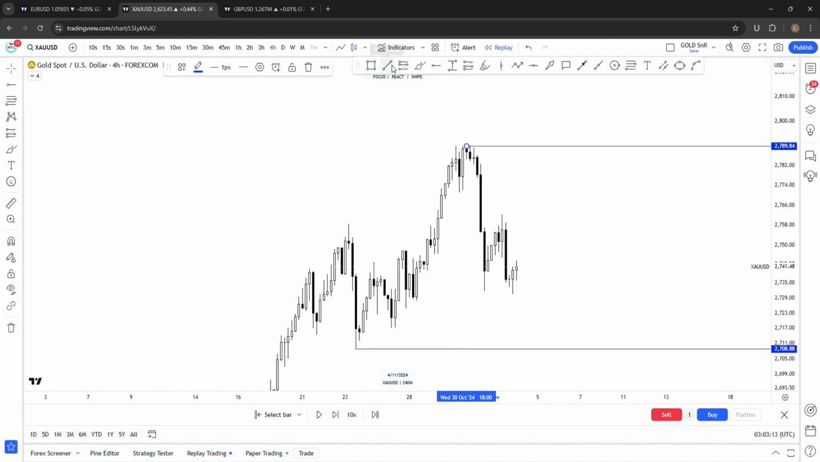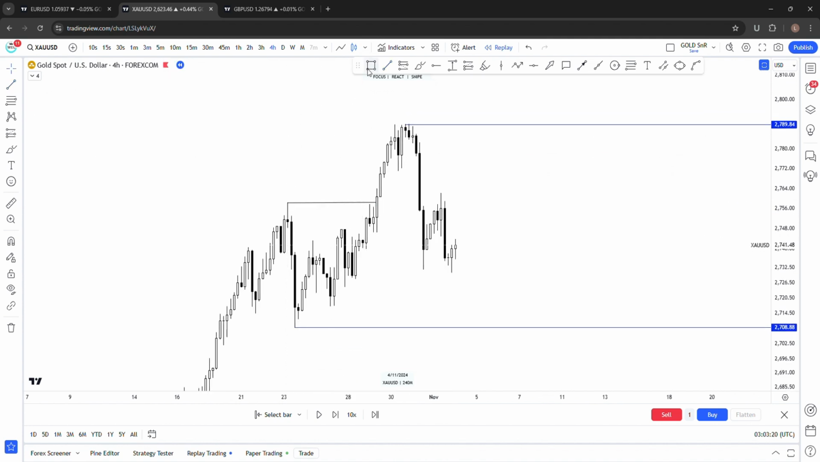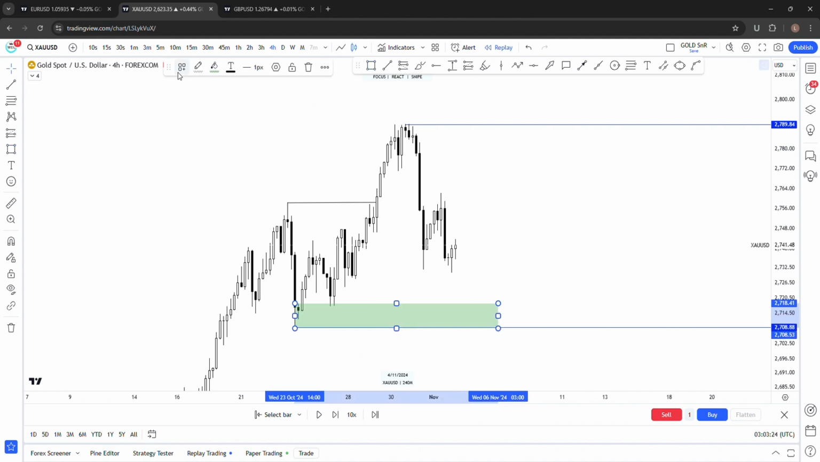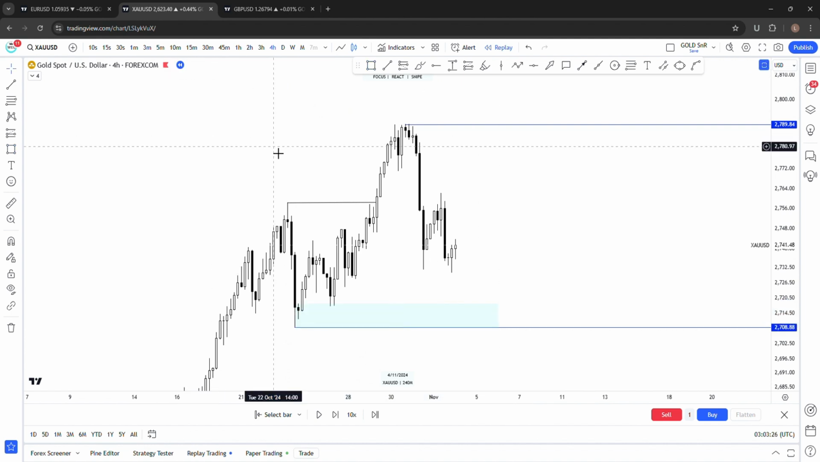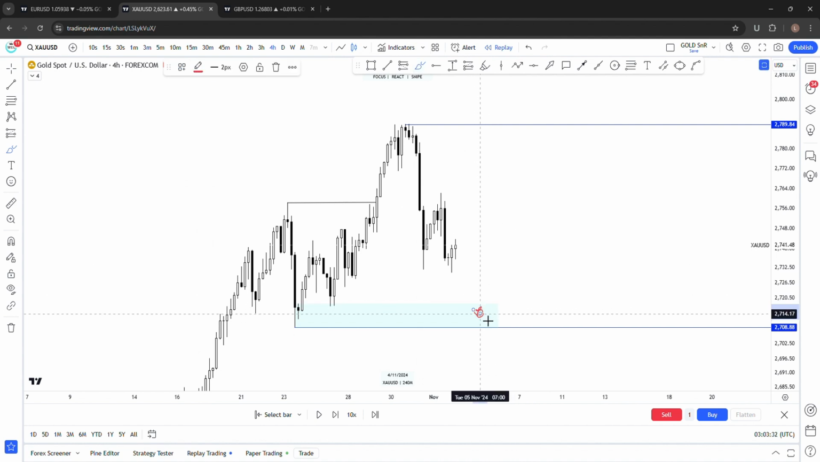Always keep things very simple, and this is valid because we have a break of structure over here which leaves this point of interest right in here. So you're going to have this as a POI, beautiful demand. Now what the higher time frame story is trying to say is that we need to get to at least this point of interest. Super simple.